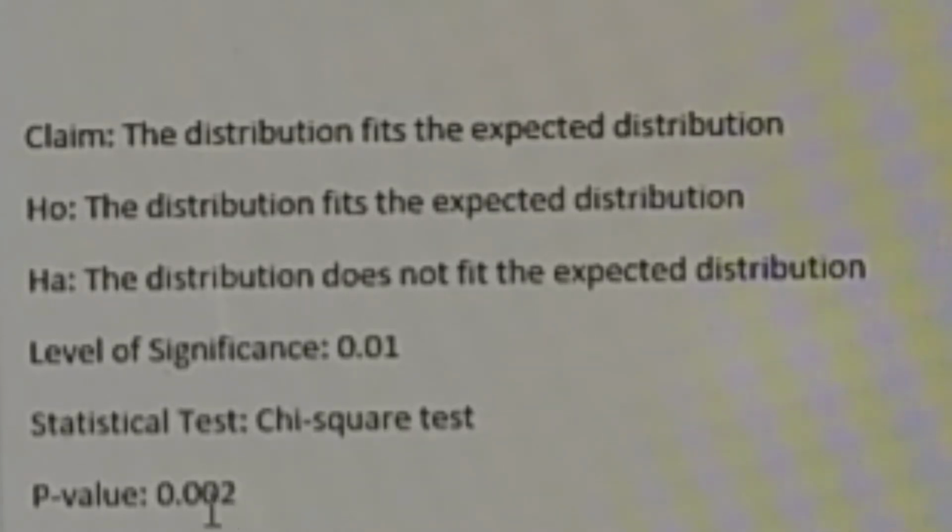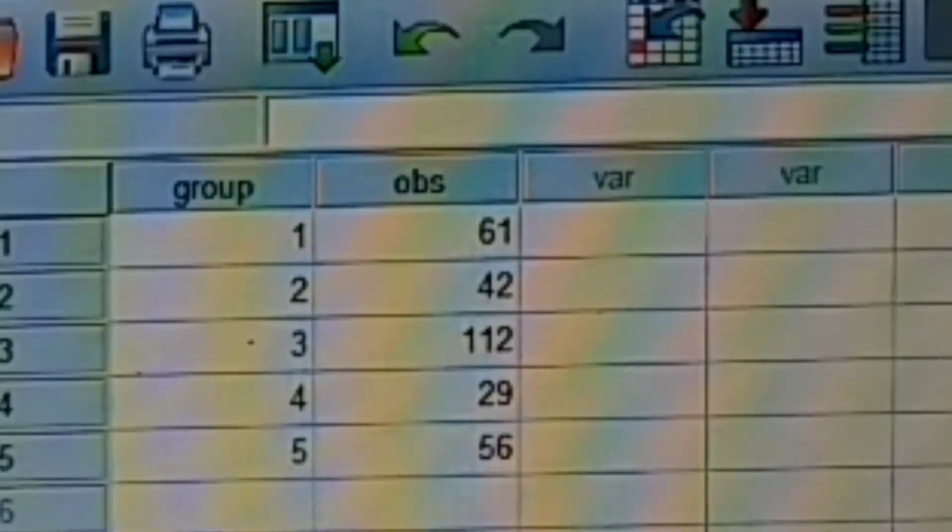So let's go on to the p-value. Why is there a 0.002 here? So let us analyze. I already encoded the data for the analysis.